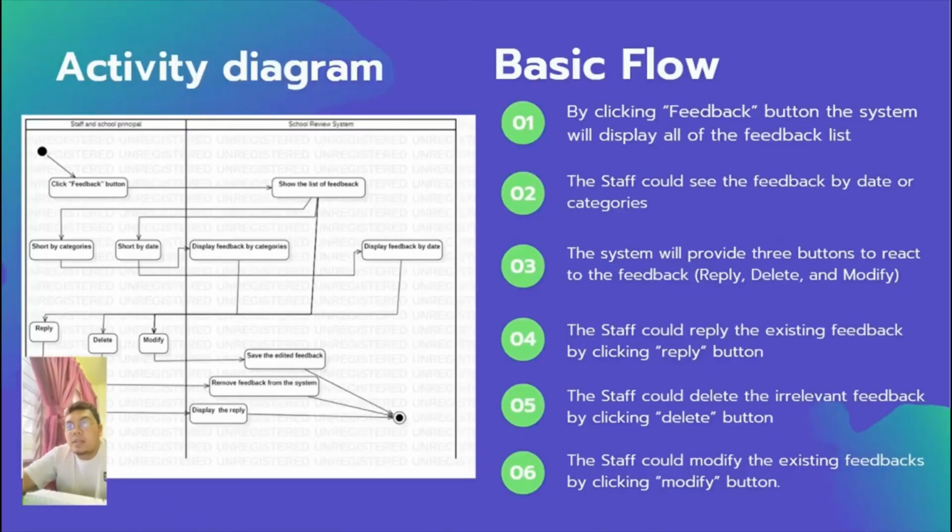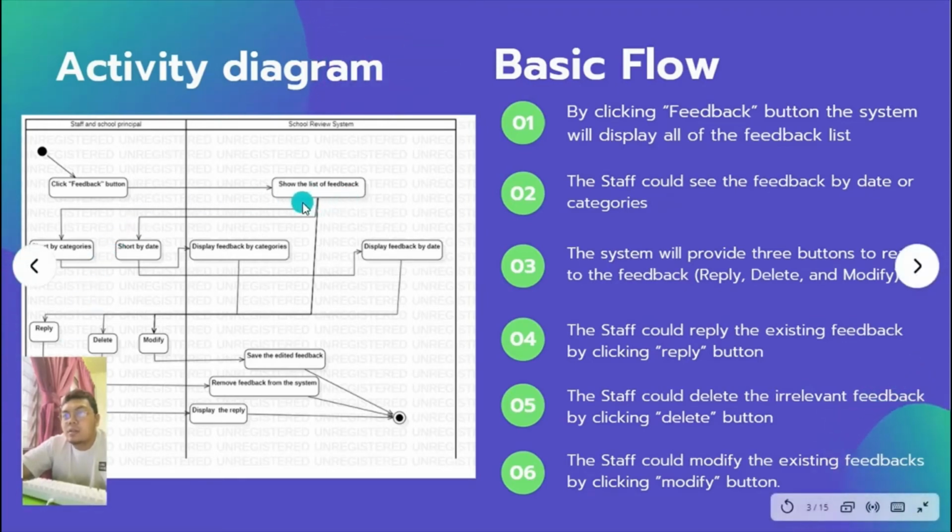First, the actor clicks the feedback button. The actors are the staff and school principal. By clicking the feedback button, the system will display the list of the feedback. And after that, the staff can choose whether they want to see the feedback by date or categories, and then the system will display feedback by categories or by date.